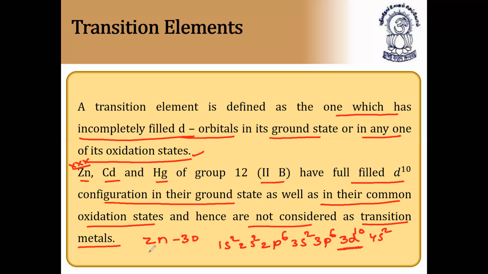What is the common oxidation state of zinc? Zinc forms Zn2+, meaning 2 electrons from 4s are removed, so the d10 electrons remain completely filled. That's why they are not considered transition metals.